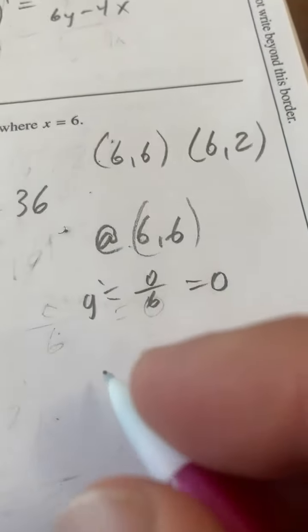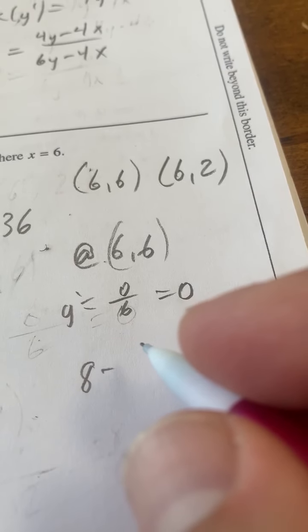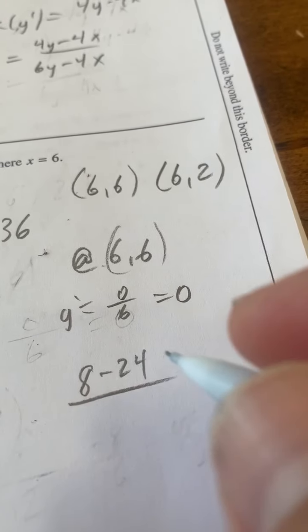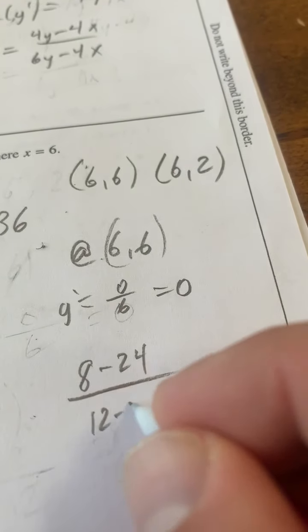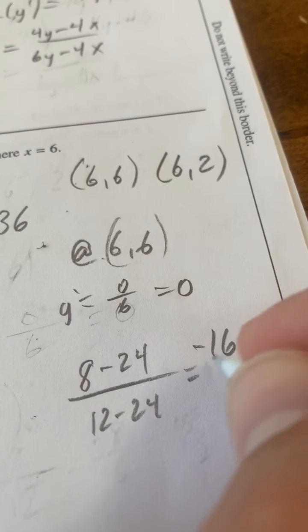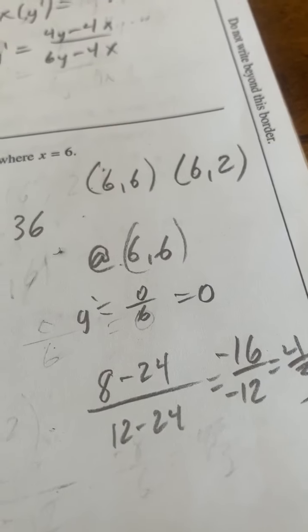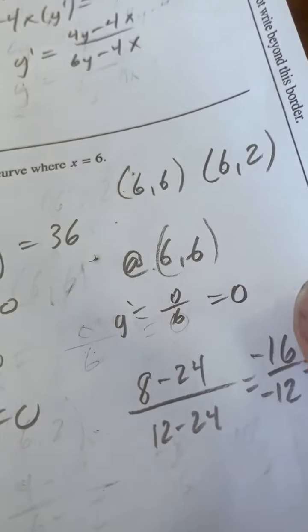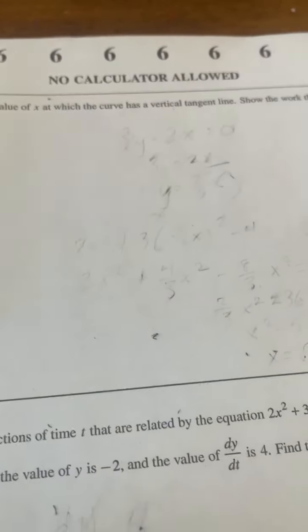If I plug the point (6, 2) in, so on top I get 8 minus 24. On the bottom I get 12 minus 24, so I get negative 16 over negative 12, which is 4/3. Just verifying that. Okay, looks good. It says find the positive value of x at which the curve has a vertical tangent line.